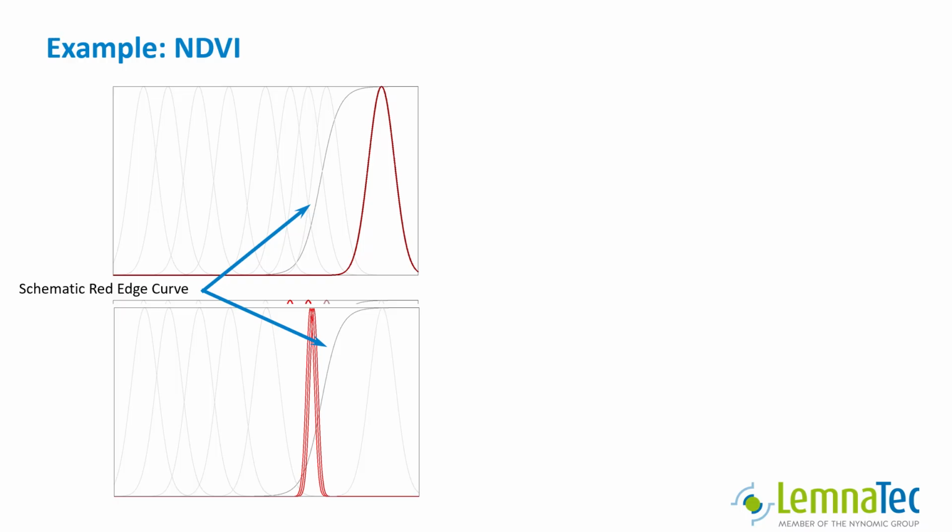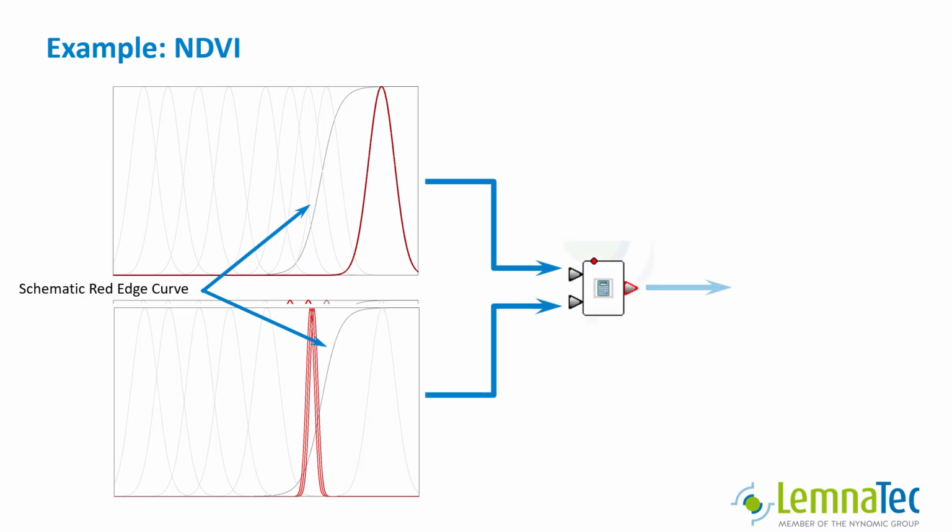We can now use these two images and combine them into one signal using the gray calculator device from LemnaGrid. I will demonstrate this later in this video.